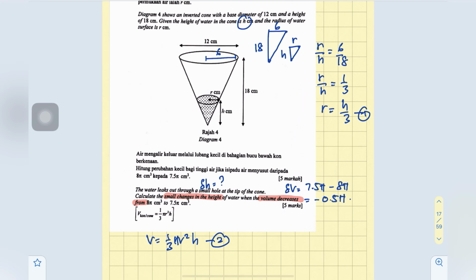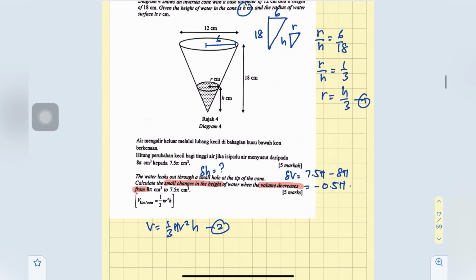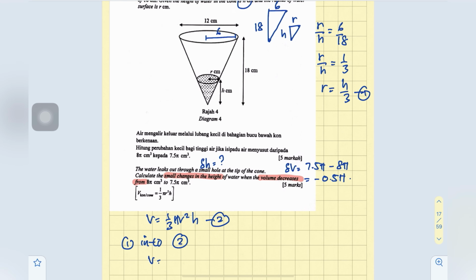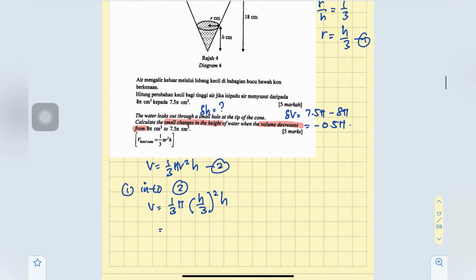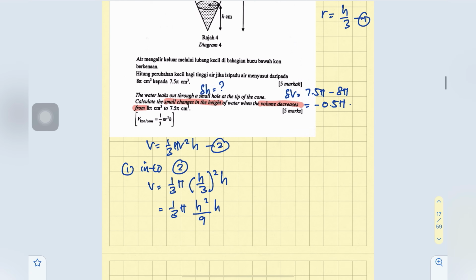So we put equation 1 into equation 2. So 1 into 2. Sebab tadi matlamat kita kan kita nak uniformkan all in terms of H kan. Okay, so then V equals to 1 over 3 pi, R is H over 3 squared, H. Okay, so then this one is 1 over 3 pi, H squared over 9, H. Then the final answer, we simplify: 1 over 27 pi H cube.